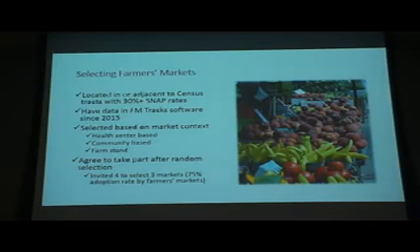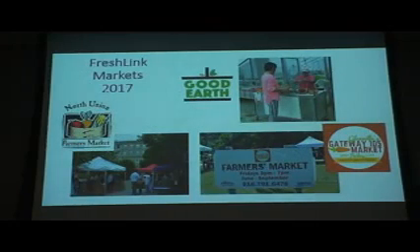We also wanted to have a diverse group of markets, so markets that were based out of a health center, so you might see sometimes hospitals or FQHCs have markets at their sites, community-based, and farm stand, which is typically a single operator who grows and sells their produce on site. So 4 were invited and 3 selected, and here they are.